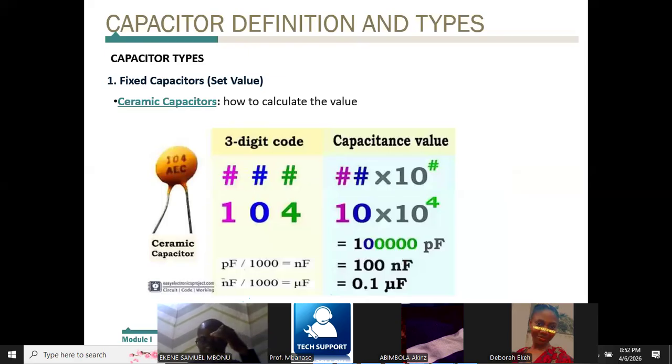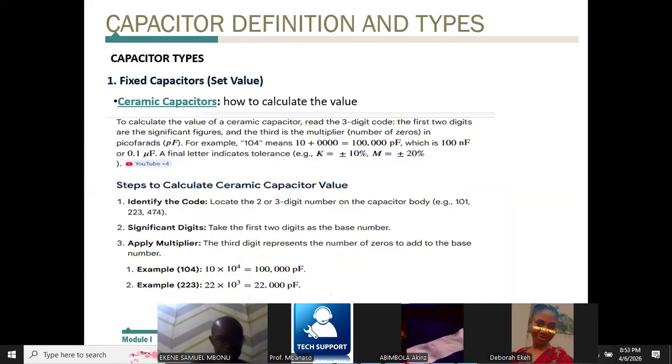How do you calculate them? You will normally have a 3-digit or 2-digit number written on them. For example, you may have 104. The first two numbers are digits, while the third one is a multiplier, and they're always rated in picofarad. For example, 104 means 10 times 10 to the power 4 picofarad.